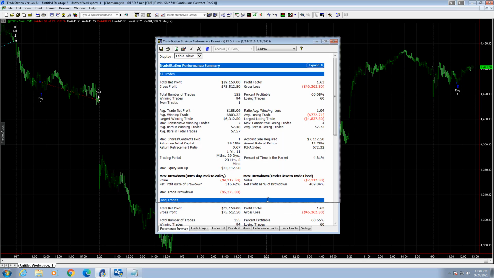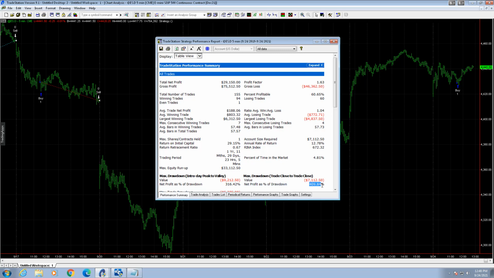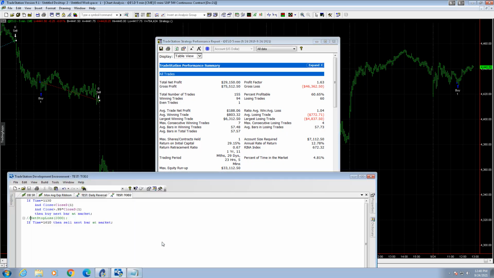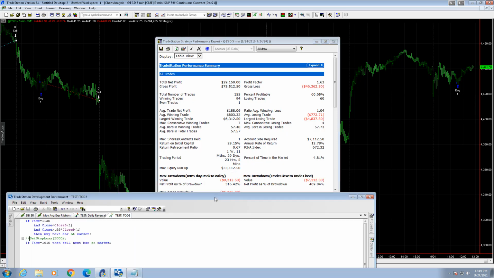And the first two numbers I always notice are net profit as a percentage of drawdown and average trade profit. So when I change the stop loss, how will those two numbers change? Let's go with the original $2,000 stop loss, 565 and 200. $603 and 187. So you improve your net profit as a percentage of drawdown a little bit. You decrease your average trade profit a little bit.